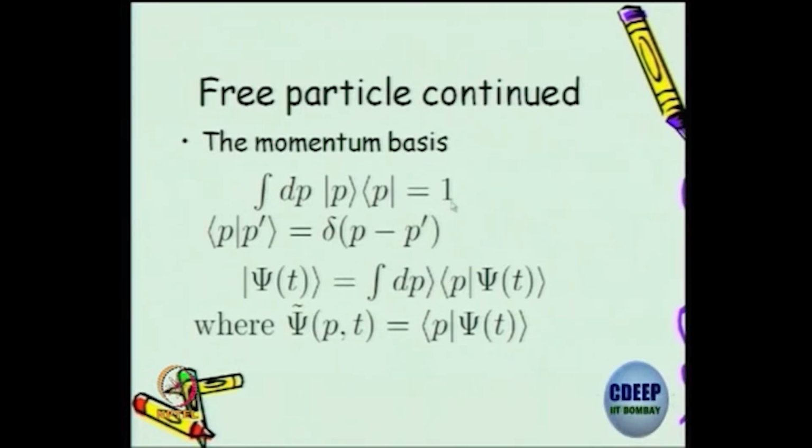So this is an identity operator, and because it is a continuum, the inner product of p with p prime should be a Dirac delta function, and we can write the arbitrary psi of t as integral dp, and then a p outer product. Okay. And psi tilde, as I said, is this inner product of the state psi with p, which, just to make contact later with the Fourier transform, we call psi tilde.